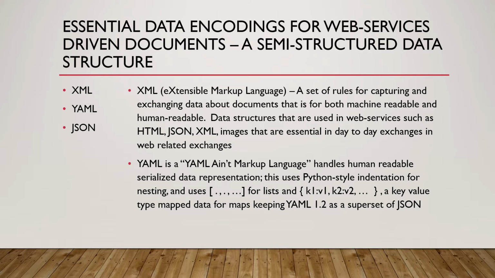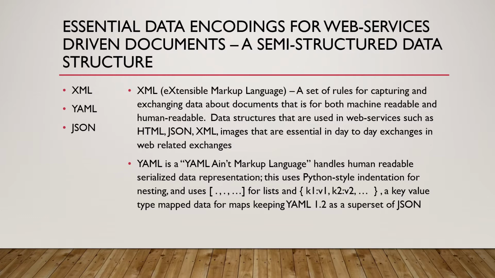What extensible does is it is a set of rules for capturing and exchanging data about web services, operations, and that comes out as a document, really, that is both machine readable and human readable. And here the data structures are used in, for example, HTML, which is one of the very common machine readable as well as human readable data structures as well as data in a document form. And that is called semi-structured.